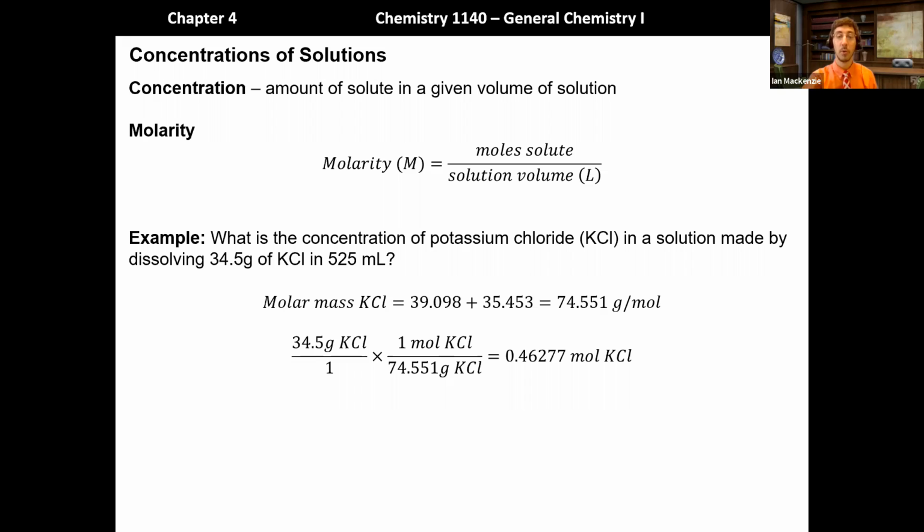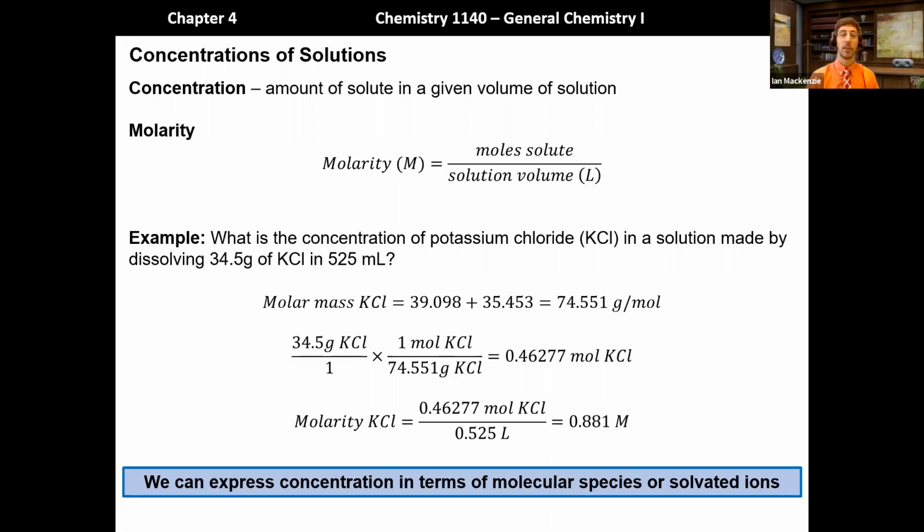So we have our number of moles of KCl. We take the number of milliliters, that volume, and convert it to liters. It's a fairly simple conversion here. We just divide it by 1,000. So 525 milliliters becomes 0.525 liters. And my molarity is simply the number of moles divided by the number of liters. And then I round it off to the correct number of significant figures. And I come out with 0.881 molar KCl.